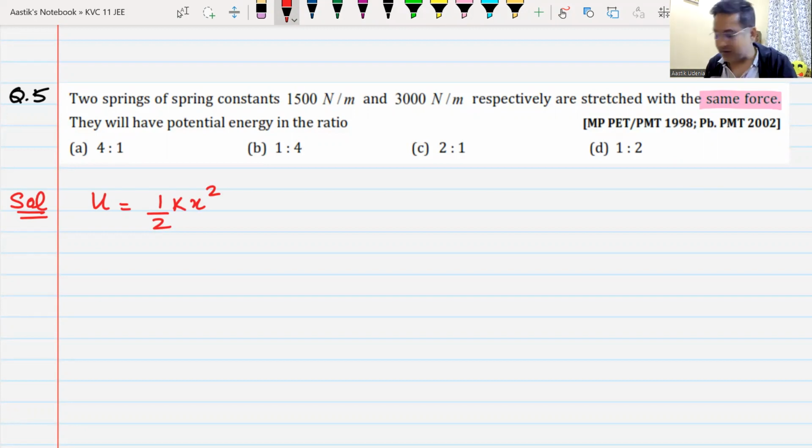But this is not the only formula that you can use here. You can write this formula in a different way. Remember, F is equal to kx. So I can write this as half F multiplied by x, or I can also write x as F by K, so it becomes F square by 2K. These are the three different ways in which I can write this potential energy. Do we understand this?